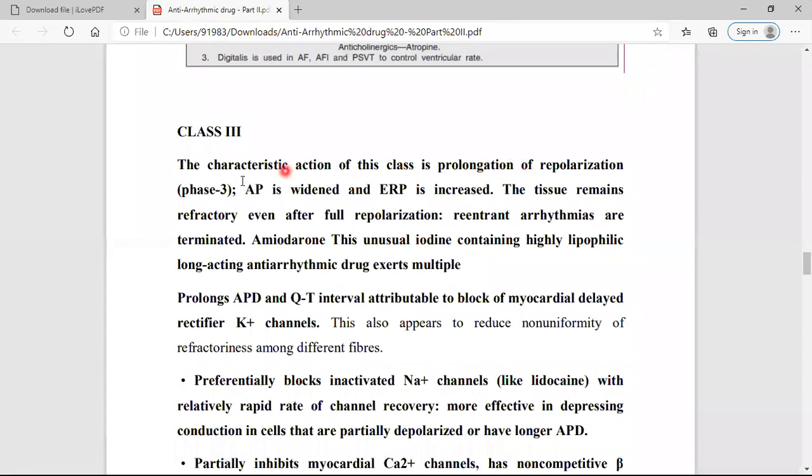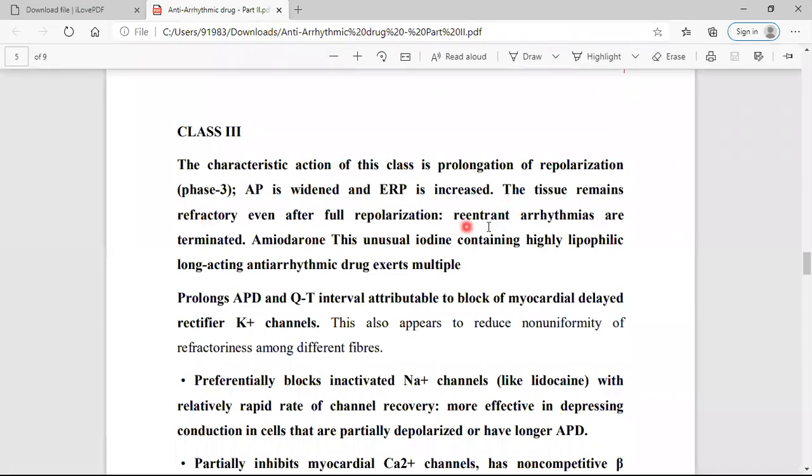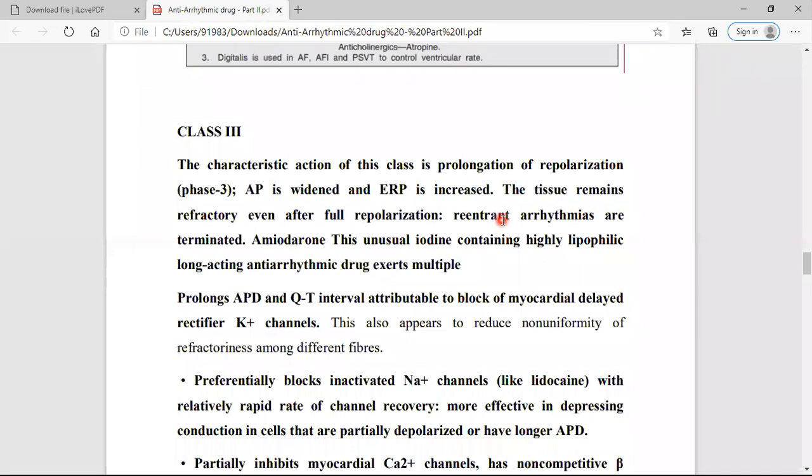So with prolongation of repolarization, the action potential is widened and the effective refractory period is increased. The tissue remains refractory. Refractory means it does not produce any action potential even after full repolarization. Re-entrant arrhythmias are terminated. It is one of the actions of antiarrhythmic drugs. I have already discussed re-entry, entry through one of the Purkinje fibers. When re-entry occurs, it causes tachycardia, and due to this prolongation of repolarization, re-entrant arrhythmias are terminated.